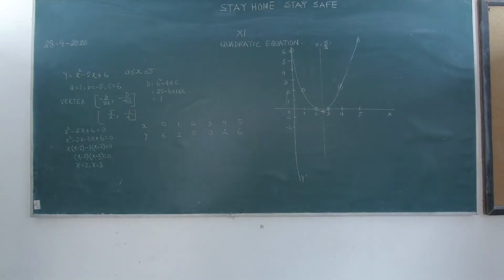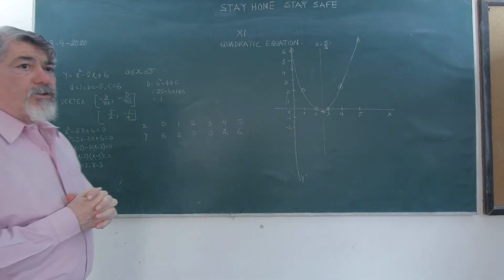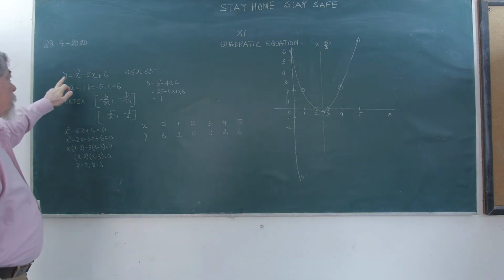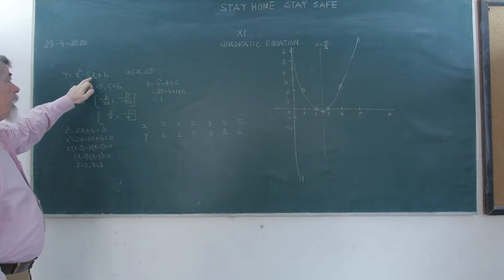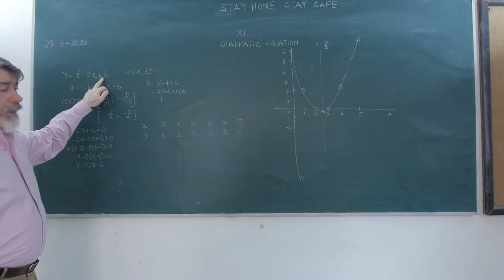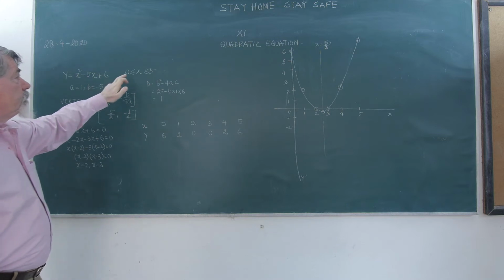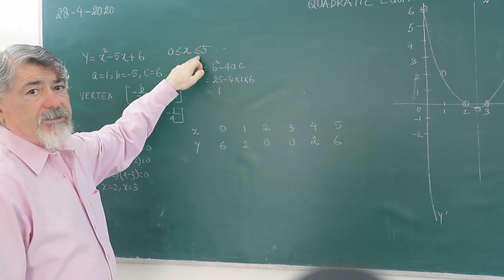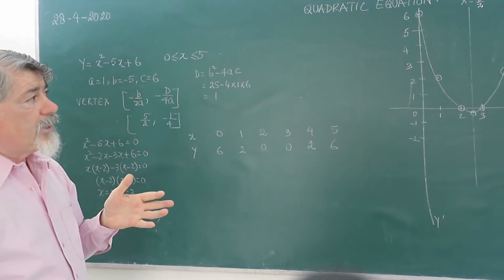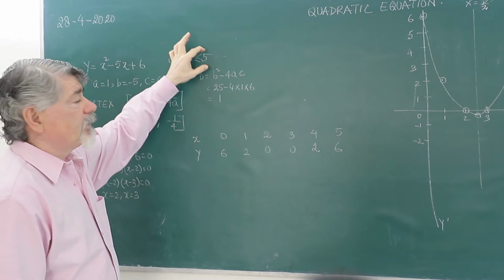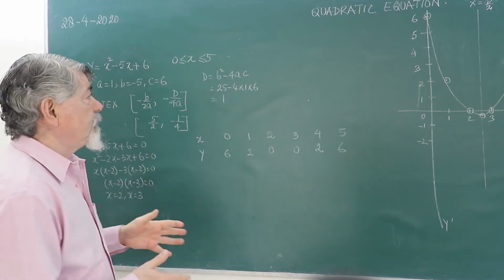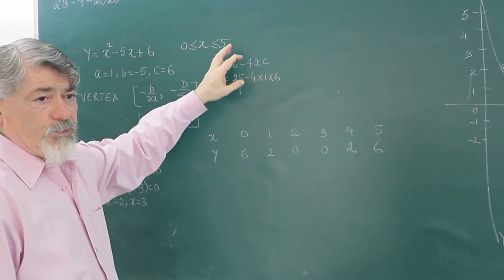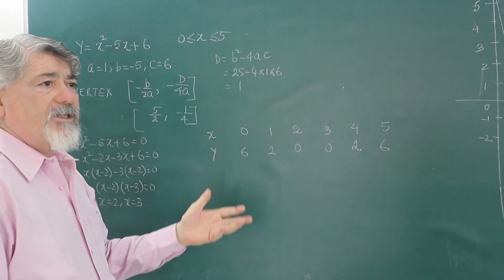The next question about plotting of the quadratic equation is y is equal to x square minus 5x plus 6, and it has to be plotted between the values x greater than or equal to 0 and less than or equal to 5. Sometimes he'll give you a condition like that, that you need to plot the graph between these values, or sometimes he will just say plot.